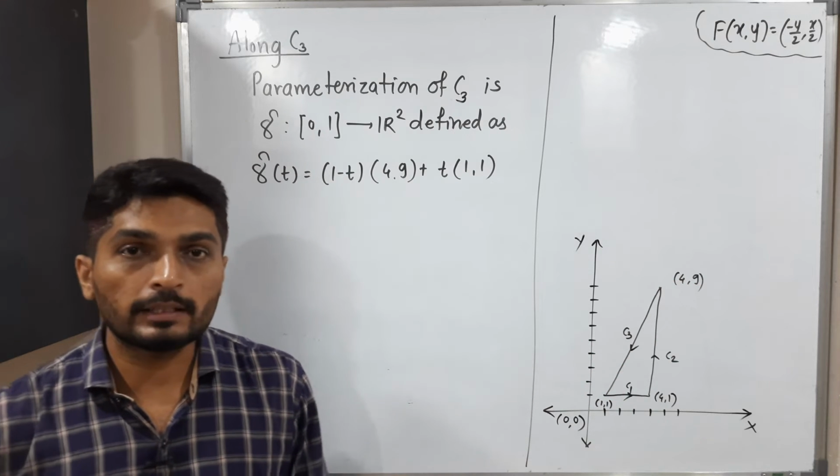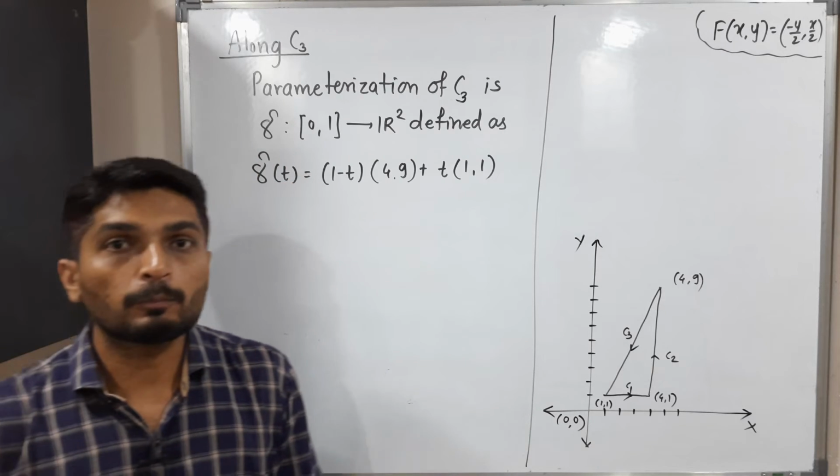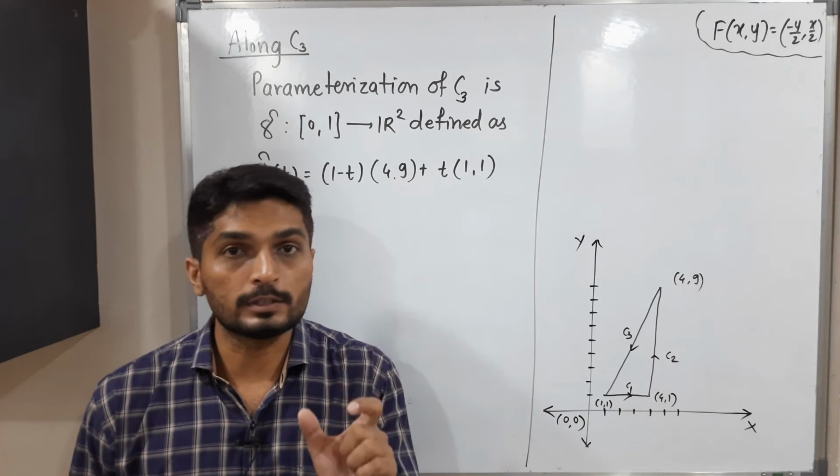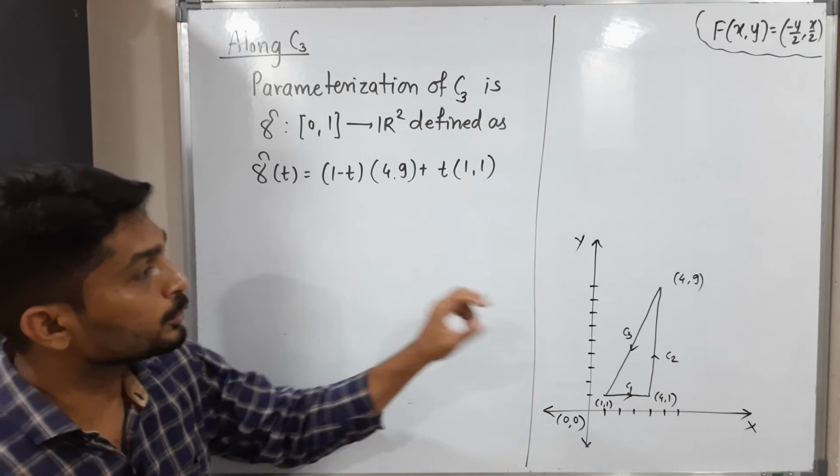So when you have a line, the method of parameterization is fixed. So that's why I have directly written, I am calling it as gamma. It is defined on closed interval 0, 1. The technique is very simple. 1 minus t into starting point.